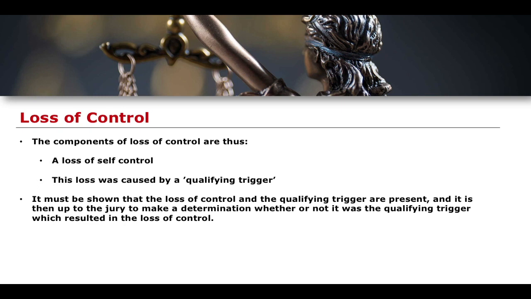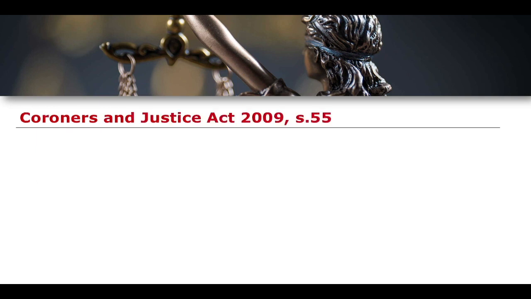So you must show loss of control. You must show where this loss of control comes from as a defense, i.e. the qualifying trigger, and then the jury has to make a decision. Did this qualifying trigger reasonably cause the loss of control? Was there a reasonable amount of causation in this particular regard?